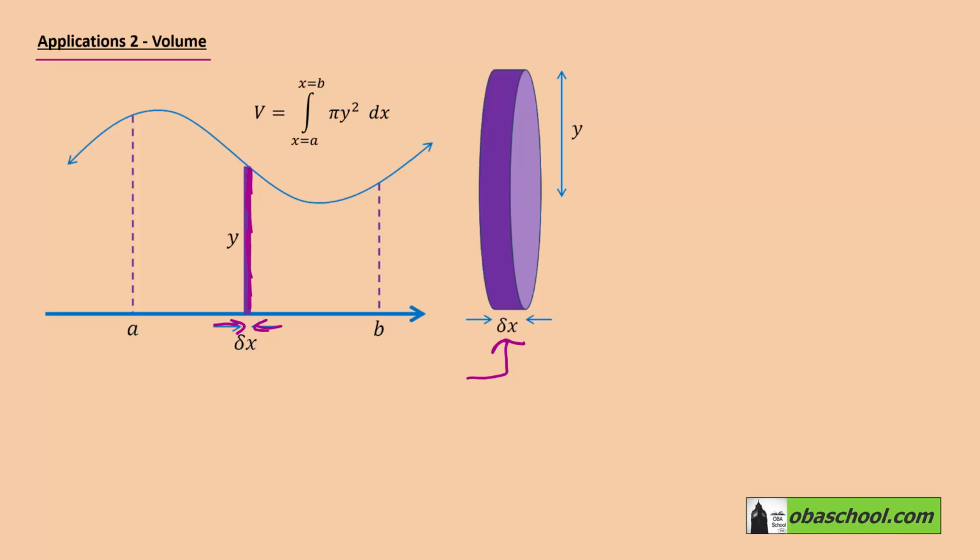It's going to give us a disk or cylinder, the radius of which is y and the width of which is delta x. Therefore, the volume for that element is pi y squared delta x. Now, when we apply that and add up all of the disks from a to b, we get this integral. We integrate from x equals a to x equals b, pi y squared dx.